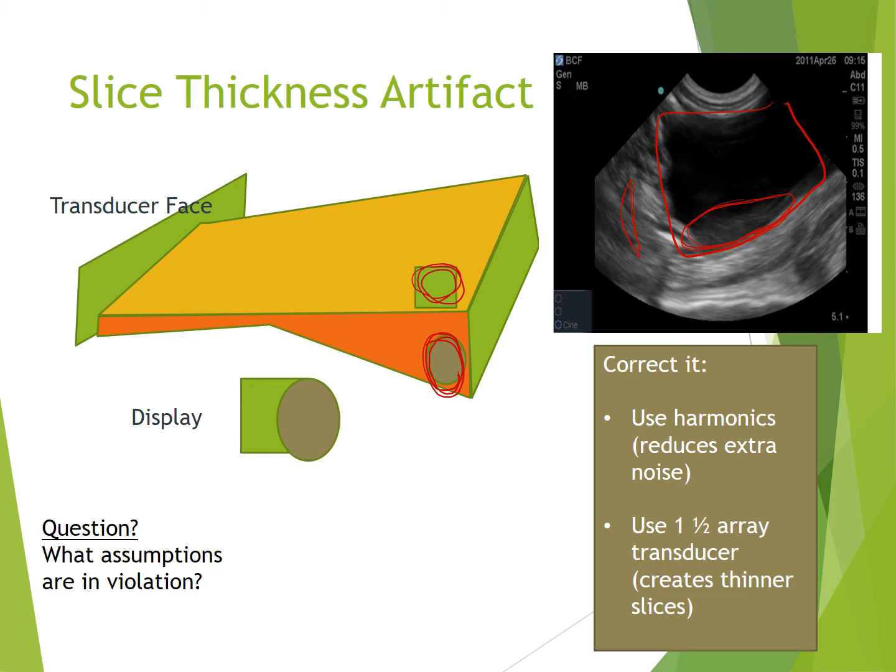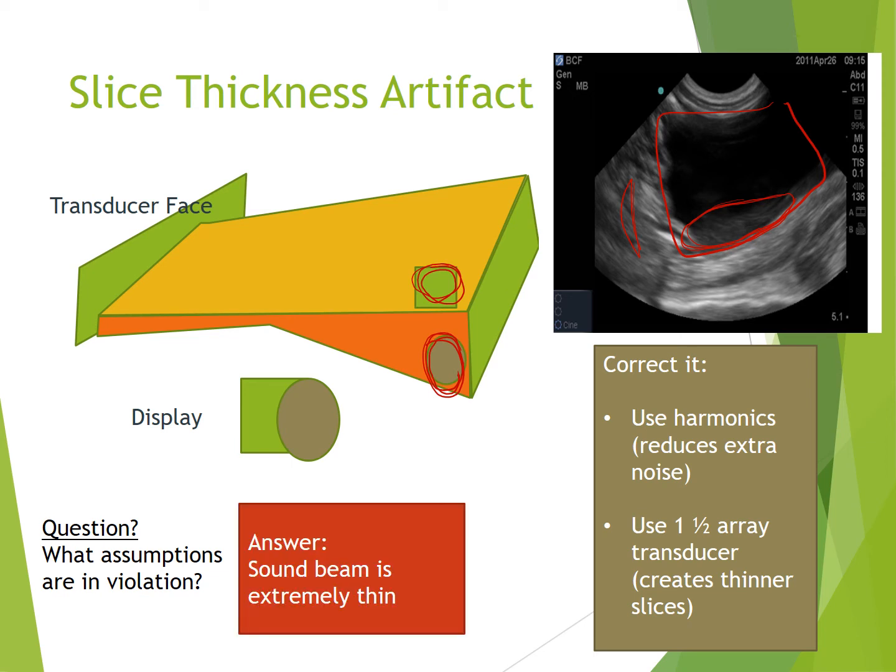So what assumptions then are in violation? The answer is that the sound beam is extremely thin. That was one of our 7 assumptions that the sound is violating, and we're getting those low-level echoes.